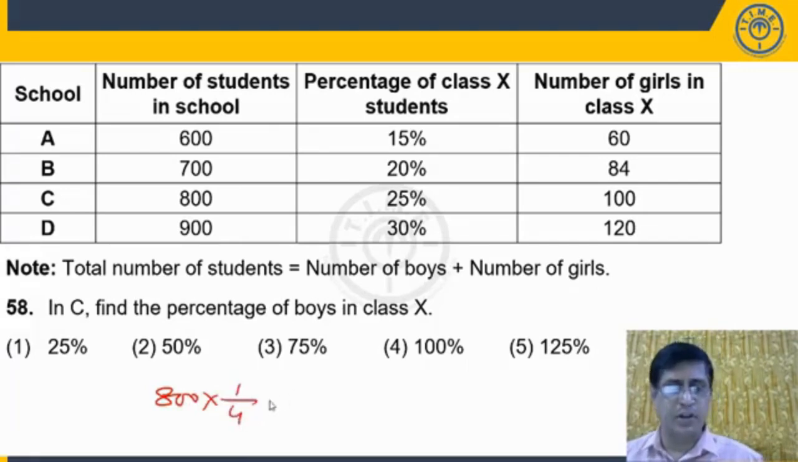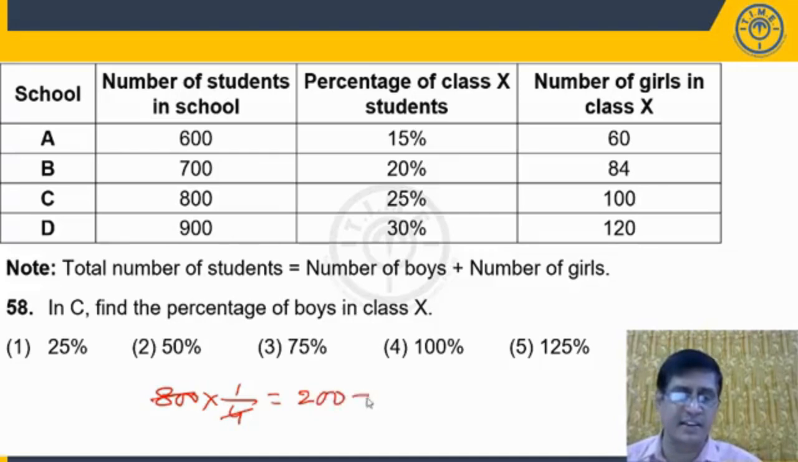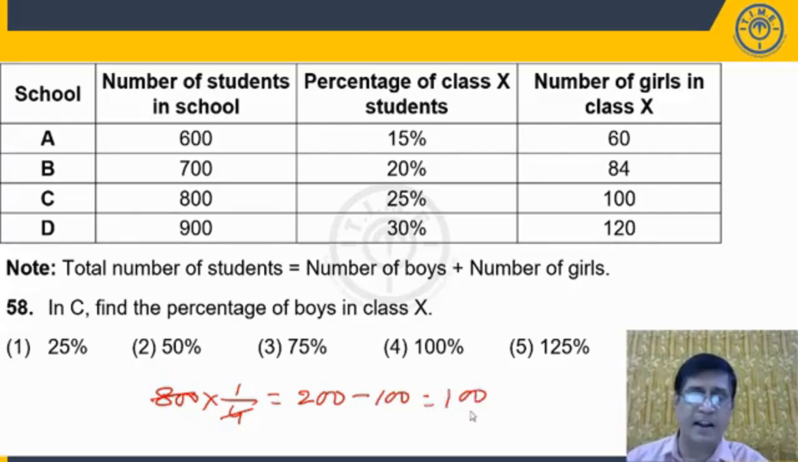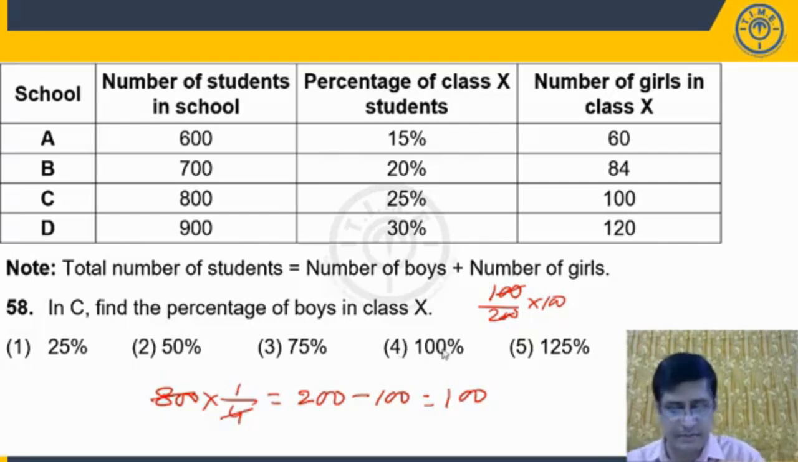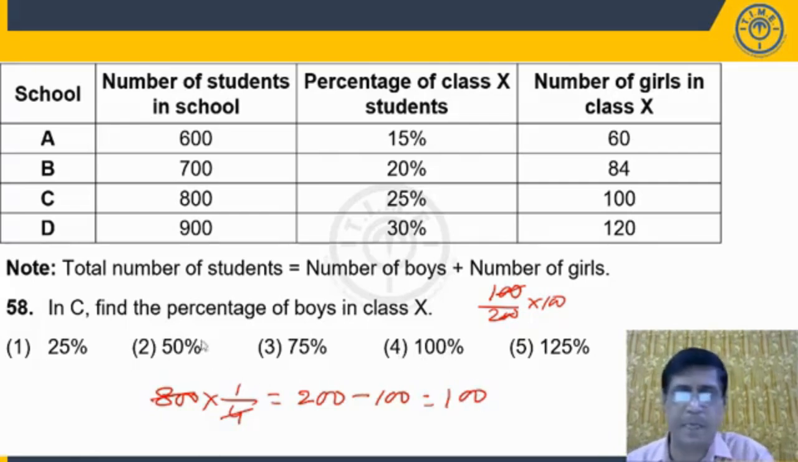25%, that is 1/4. Now here what is the result? It goes exactly 2 times. So 200. Now how many are the girls? The girls are 100. So what is the result? So 100 is the boys, and the total number of students is equal to how much? 200. So what is the percentage? So 100 by 200 into 100. Simplify, it goes exactly how many times? Yes, you are right. 50%. Option number 2.